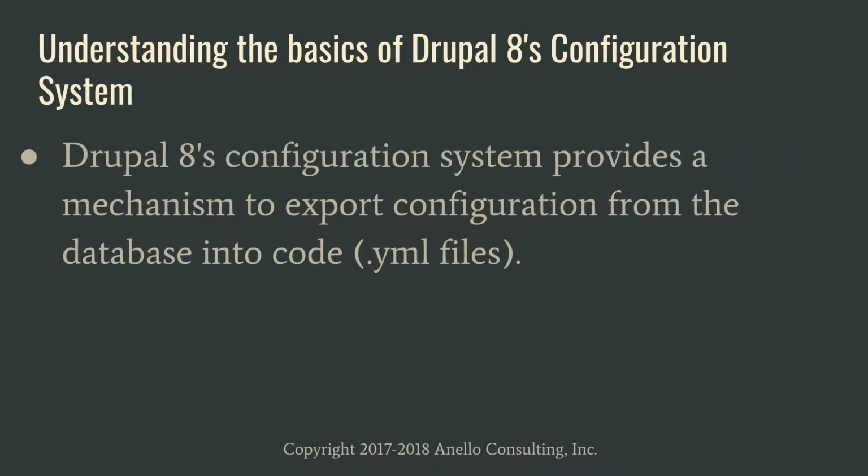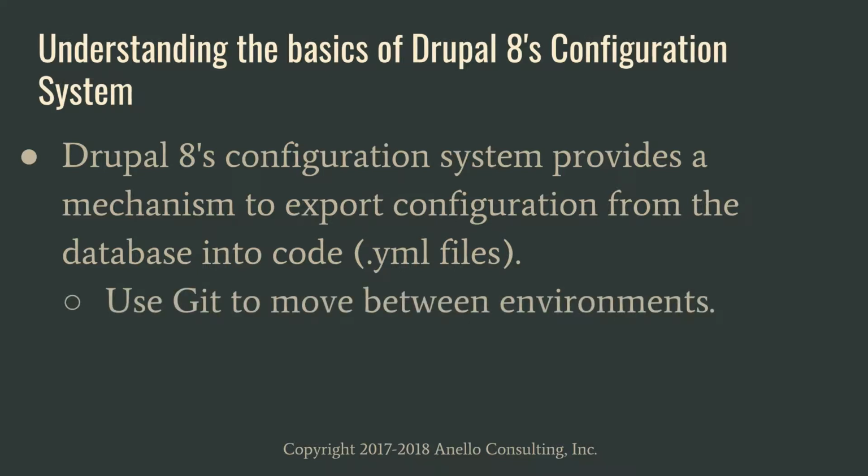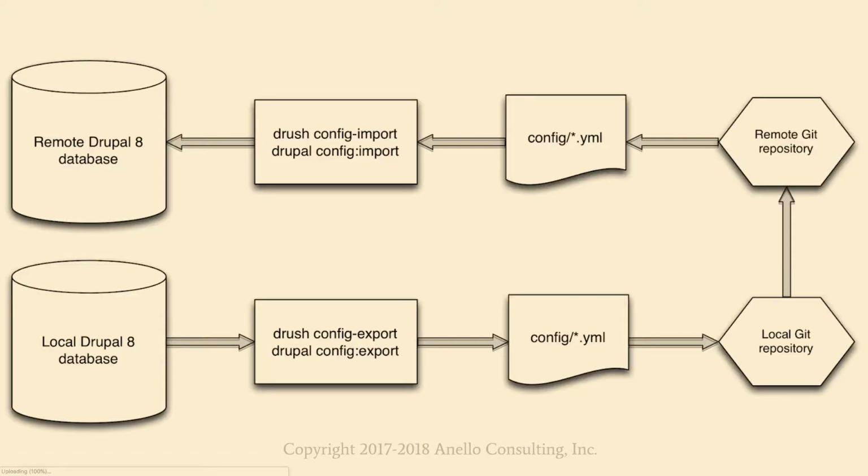So the configuration system provides a mechanism to export configuration from the database into the file system. And by file system, I'm not talking about the files directory, I'm talking about code. Actually, YAML files. And then we have our pathway. We have Git. We can push it into the repo, which we're allowed to move up. So this is the one diagram. If you're going to walk away and remember one thing I said, try and remember this diagram.